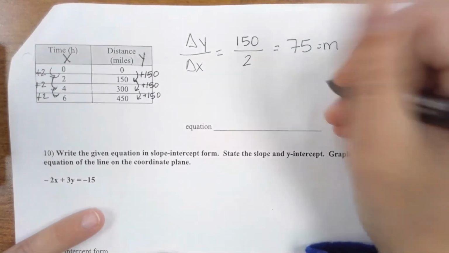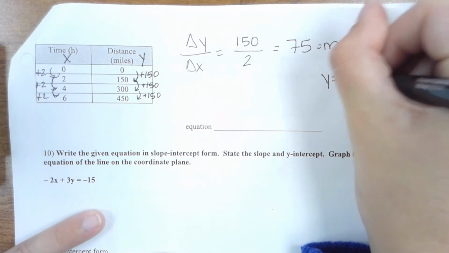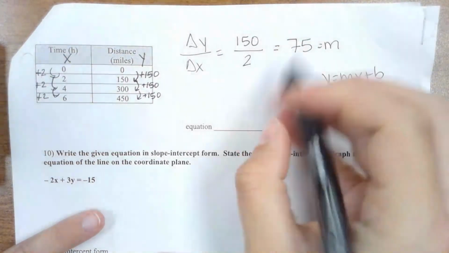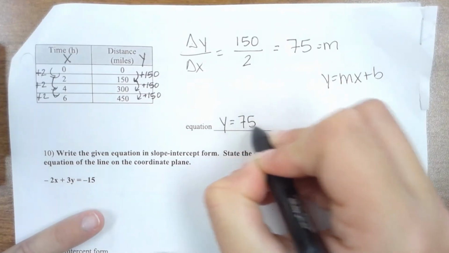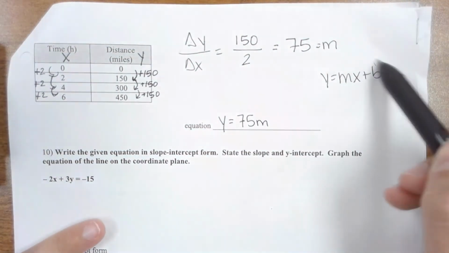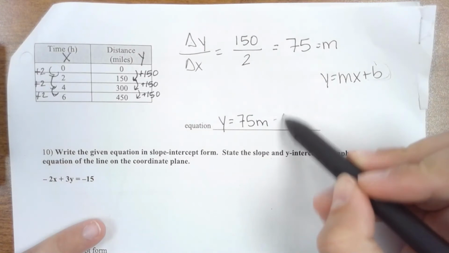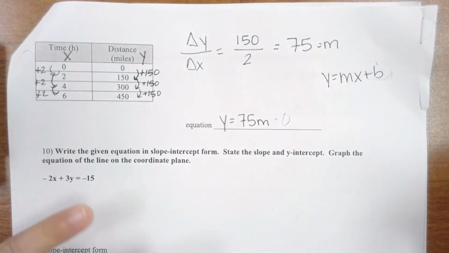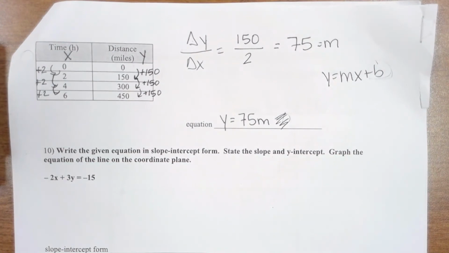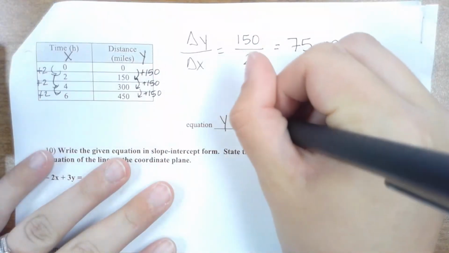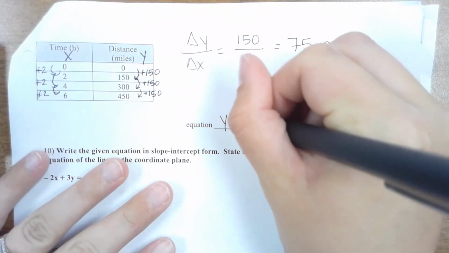So when you go to set up your equation, which is y equals mx plus b, you're going to plug in your slope, which is 75, for m. And then since your y-intercept is 0, you don't have to put plus 0. You can if you want to, but it's not necessary in this situation. Oh, that should be x, not m, sorry. There we go.